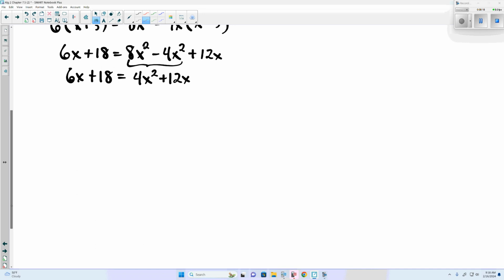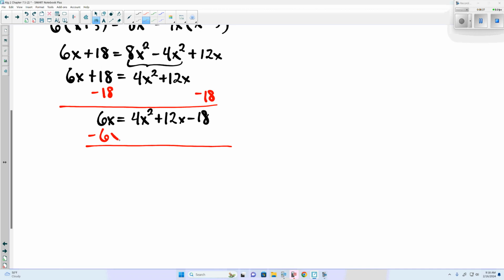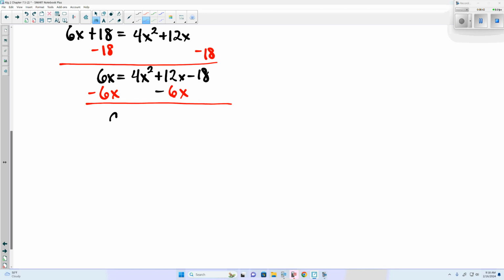So here, it doesn't matter what we move first. We could subtract the 18 from both sides first, and have 6x is equal to 4x squared plus 12x minus 18. Then we can subtract the 6x. Minus that 0 is equal to 4x squared plus 6x minus 18. Questions on this here?